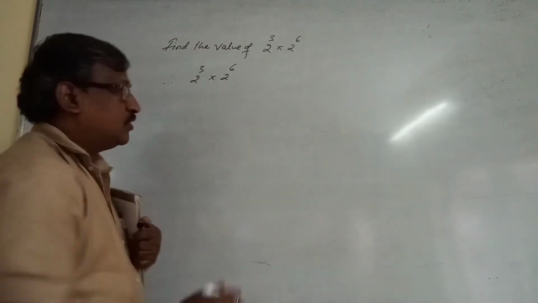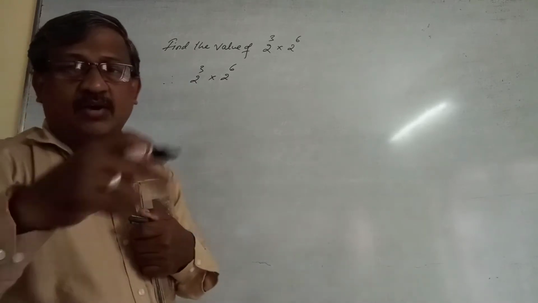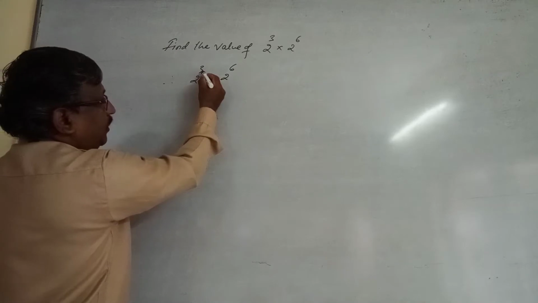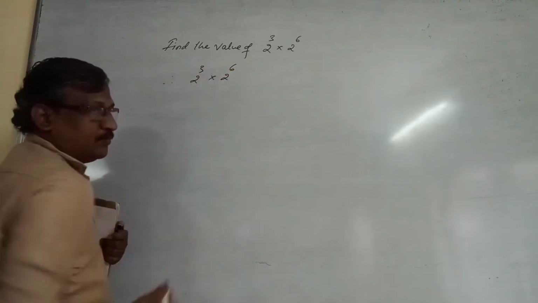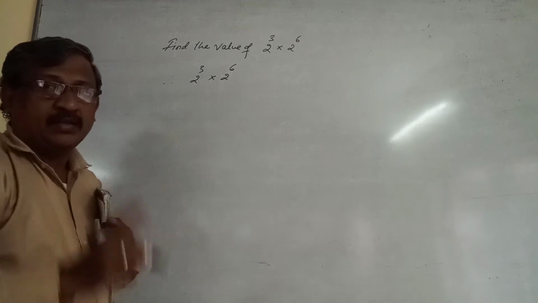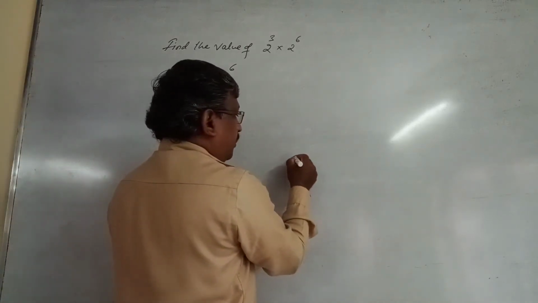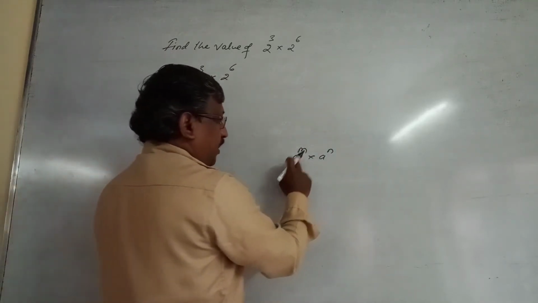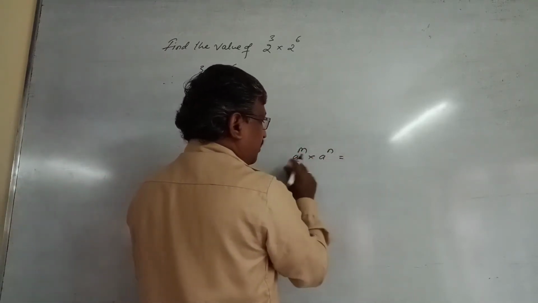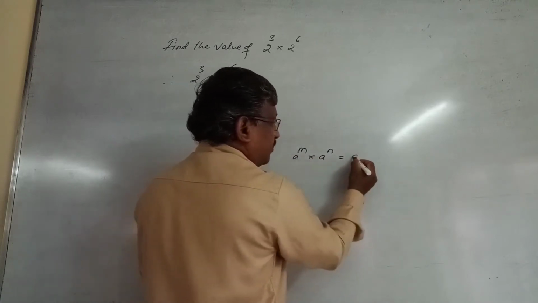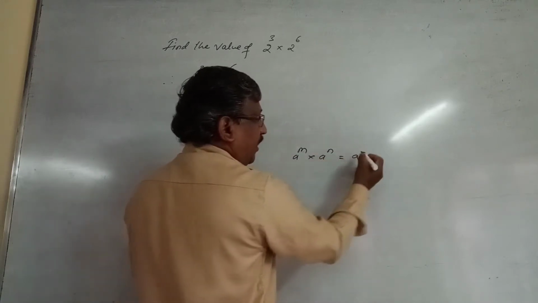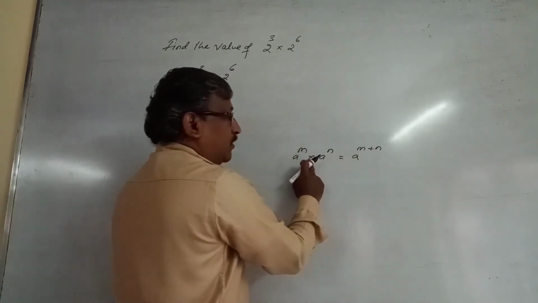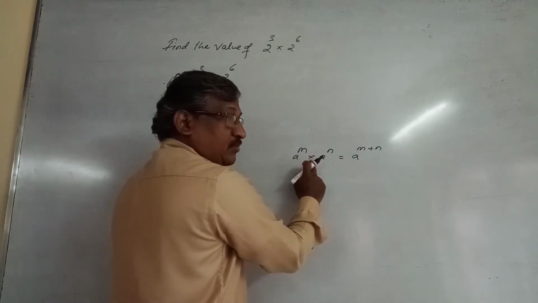Out of those 7 rules, we have to apply the rule that is applicable here. The situation here is we have to multiply 2 three times, and again multiply by 2 six times. Which rule can we apply here? The first rule. What is my first rule? If it is a raised to m multiplied by a raised to n, the same is expressed as: you write the common base a, and if there is a multiplication, we add the indices, so it is a raised to m plus n. Means the index we have to add when there is a multiplication, right?